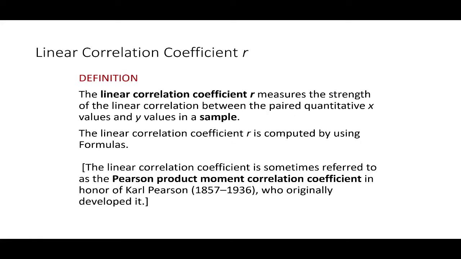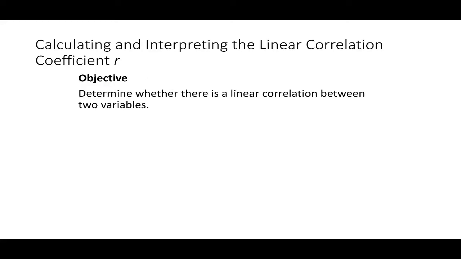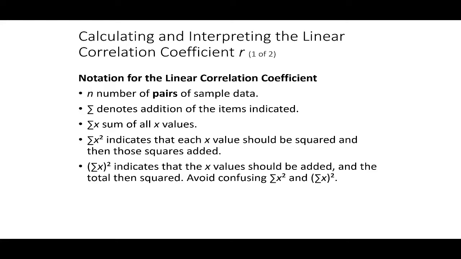So let's define one more time. The linear correlation coefficient R measures the strength of the linear correlation between the paired quantitative x values and y values. So these are the examples. The linear correlation coefficient is sometimes referred to as the Pearson product moment correlation coefficient, which was introduced by Karl Pearson. Okay, so our objective in this section is to determine whether there is a linear correlation or not.